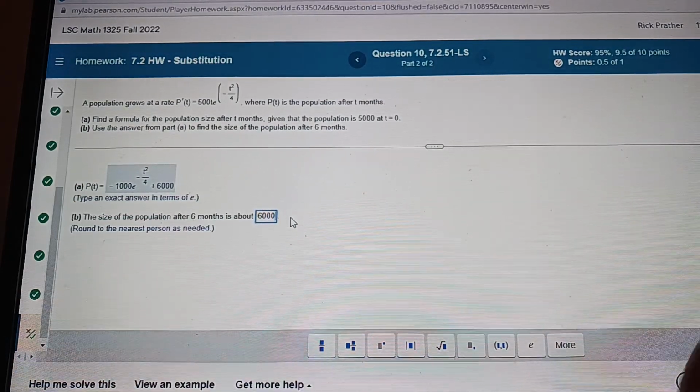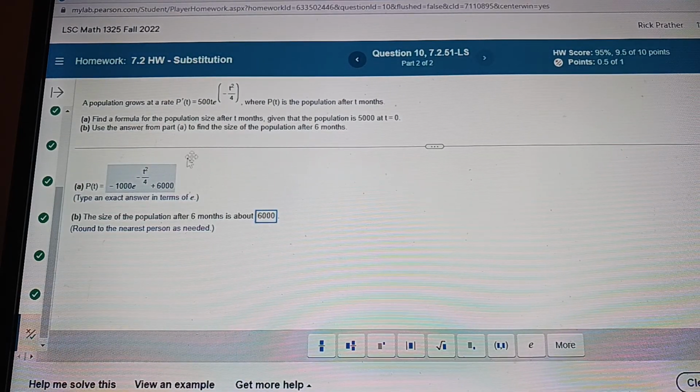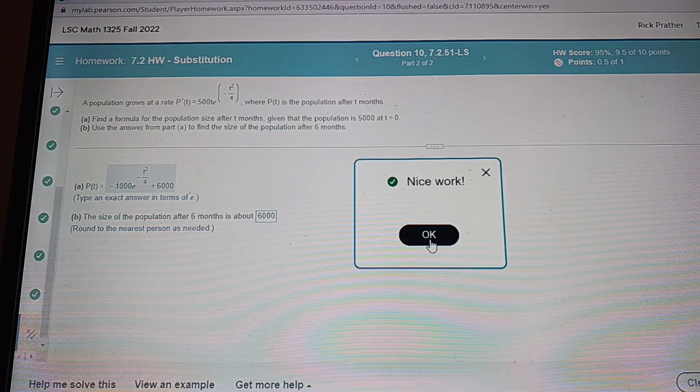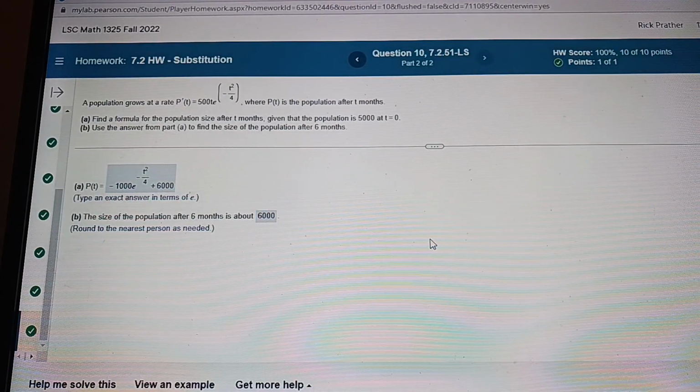So it seemed strange that it didn't seem to grow after 6 months. But that's just because e to the negative 9 isn't very large, so it's almost equal to 0. And it doesn't change what the 6,000 is. You'd have to have a much larger t for it to make a difference. Okay, so now I have 100% on section 7.2.